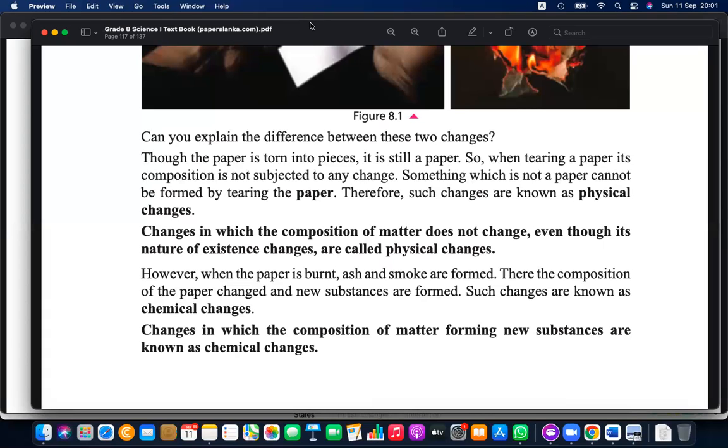So don't just think about burning. Chemical reactions that you can see. Chemical things that you can see. Not physical, chemical things that you can see. Just think about what is happening in the environment.